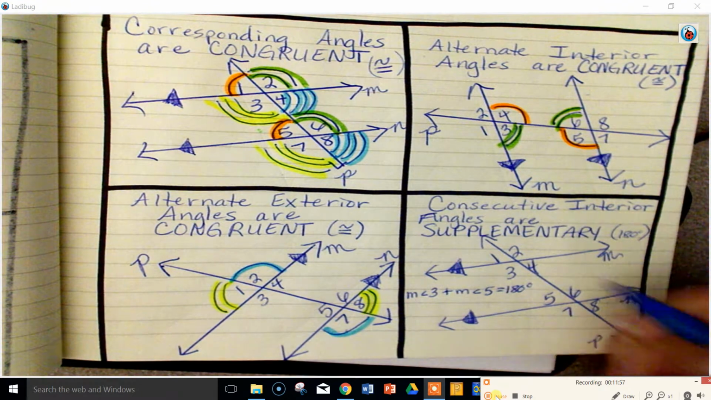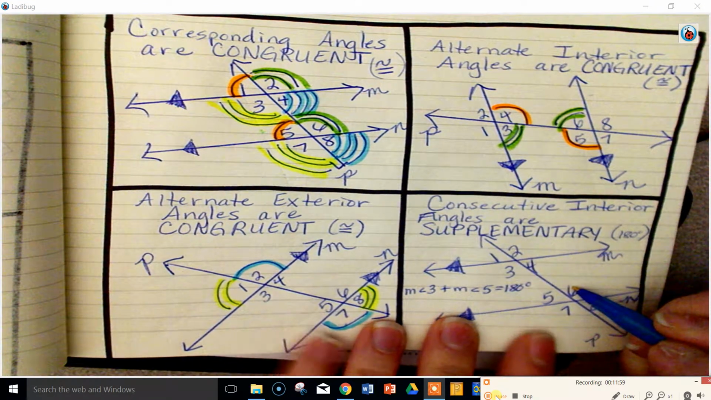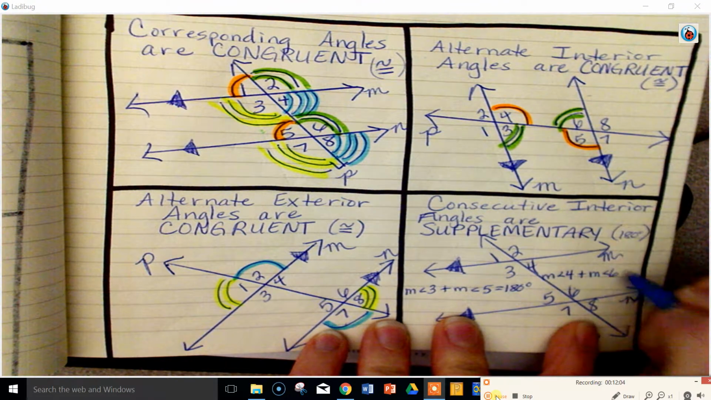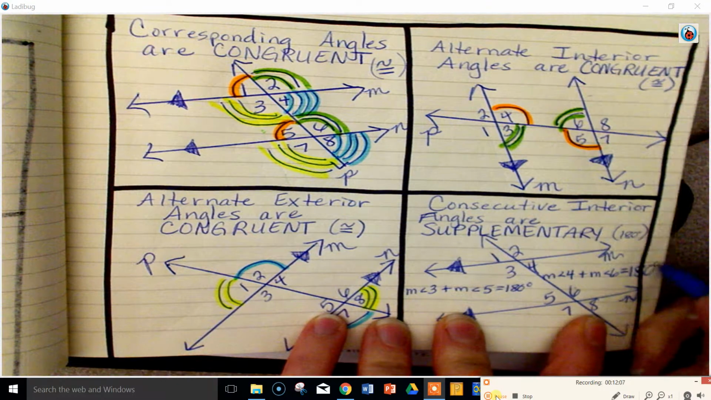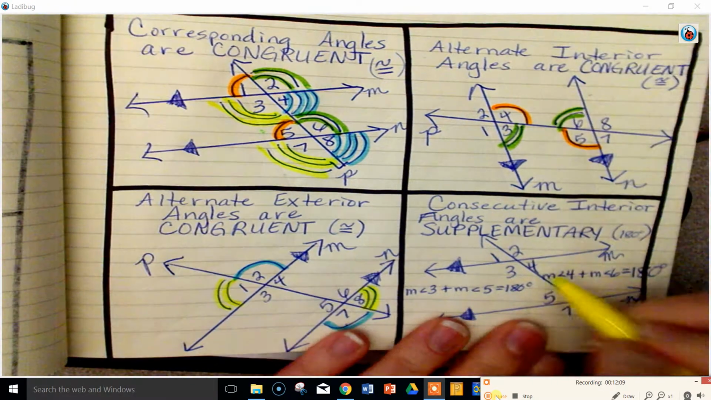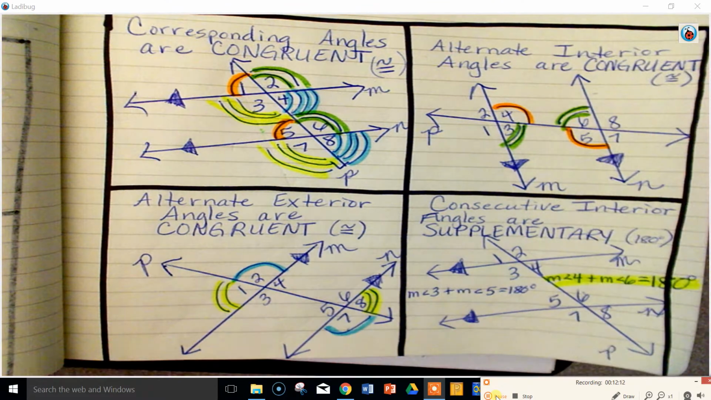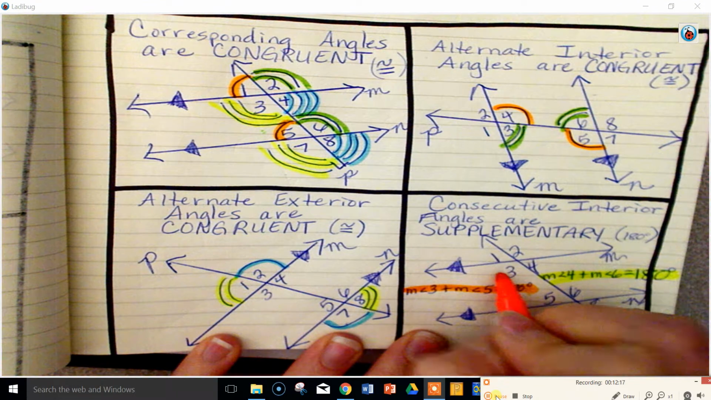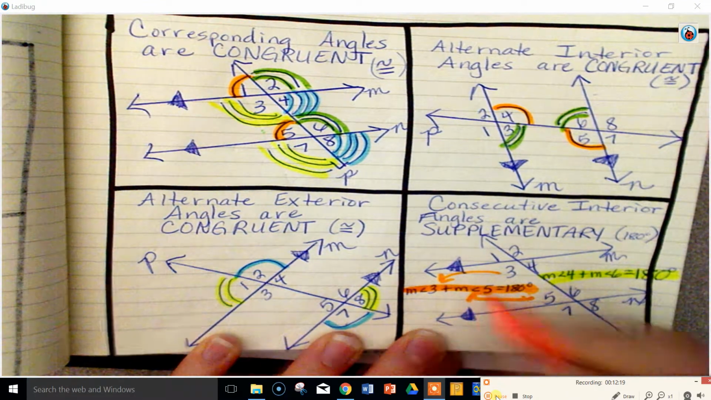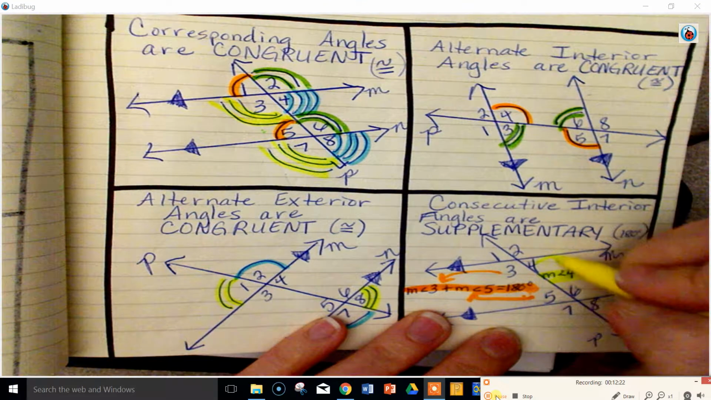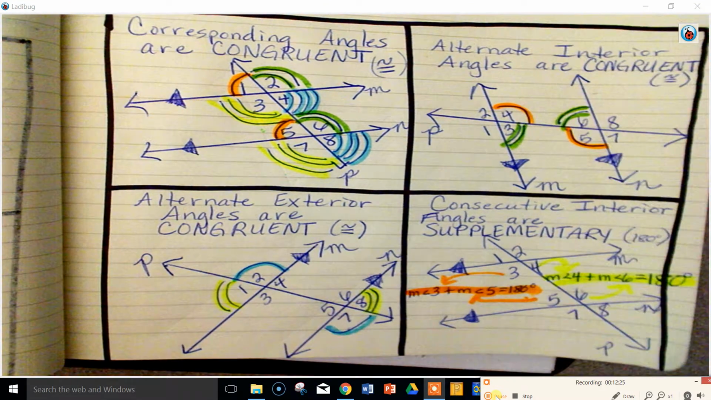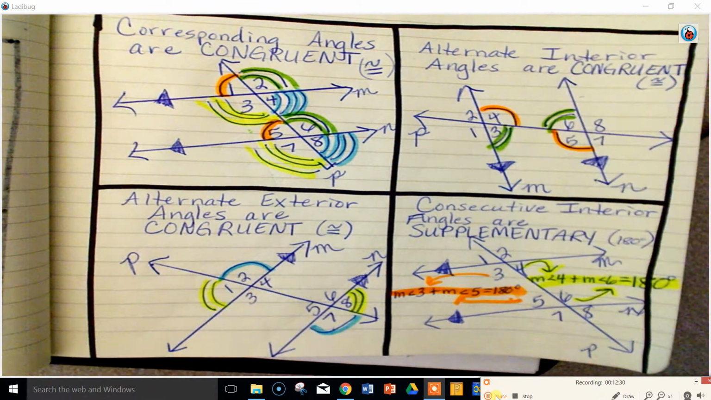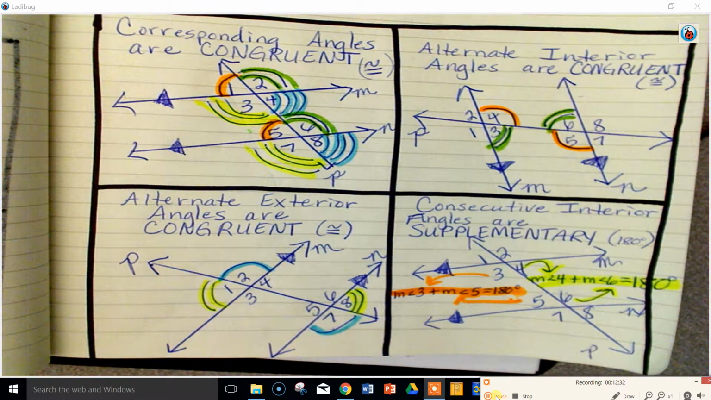And if I want to say 4 and 6 are supplementary, then I say the measure of angle 4 plus the measure of angle 6 equals 180 degrees. And then I have my two sets of consecutive interior angles that I am showing are supplementary. So 3 here, 5 here, 4 here, 6 here. They add up to 180 degrees. They're not congruent.